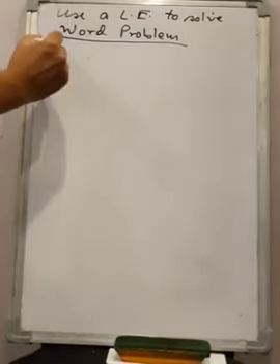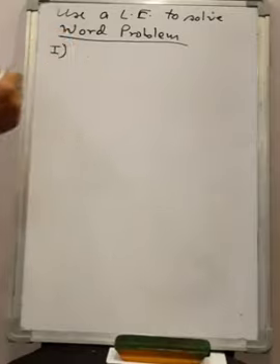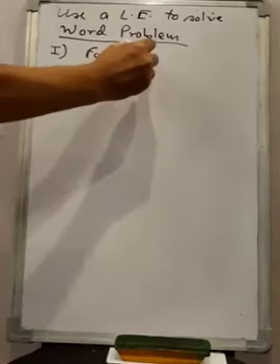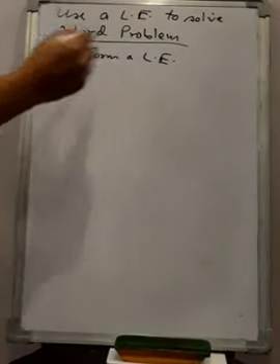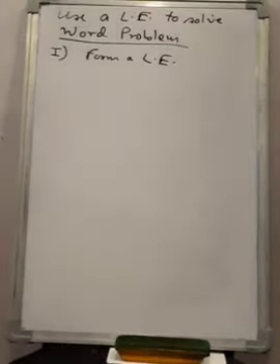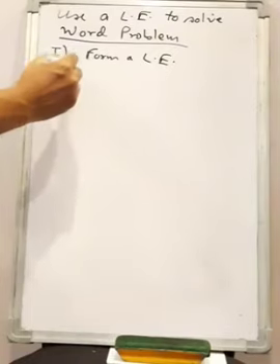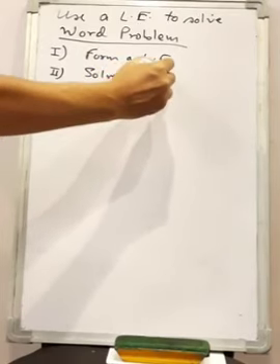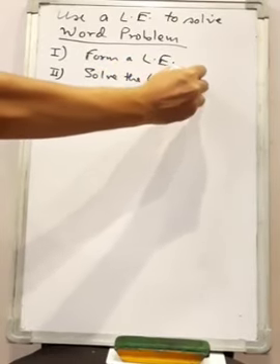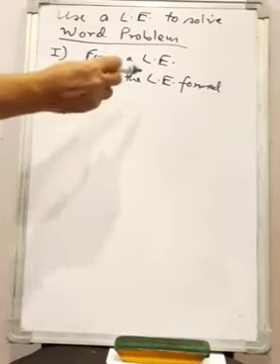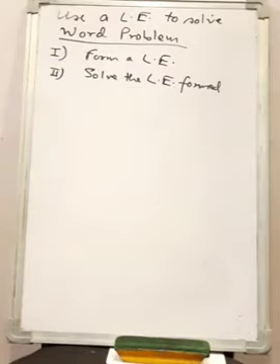So here you'll be given a word problem. The first step, you will form a linear equation. That means a linear equation will not be given to you. You will have to form a linear equation according to the situation given in the word problem. And the second step will be to solve the linear equation formed. So the question will be done in these two steps. First, form a linear equation, and then solve the same linear equation which is already formed.